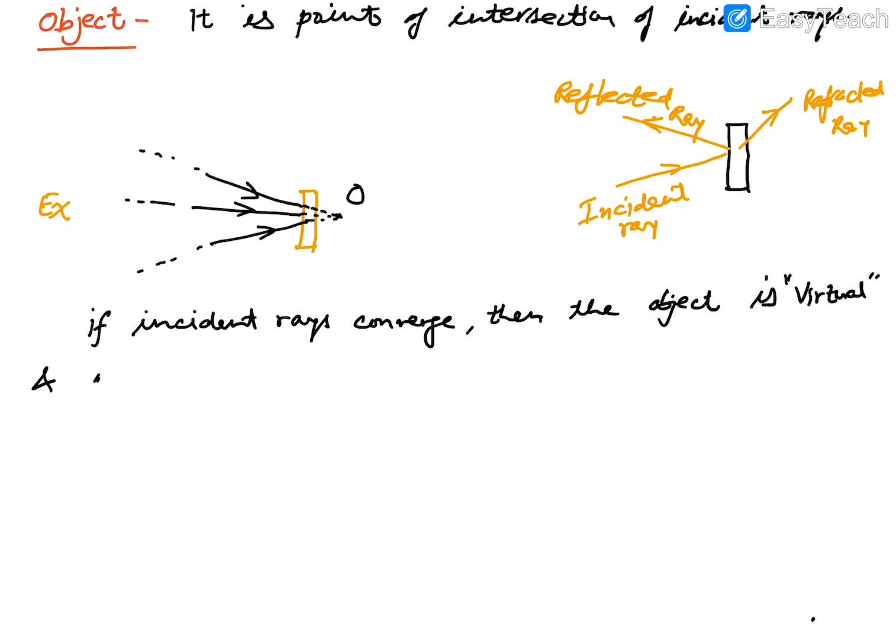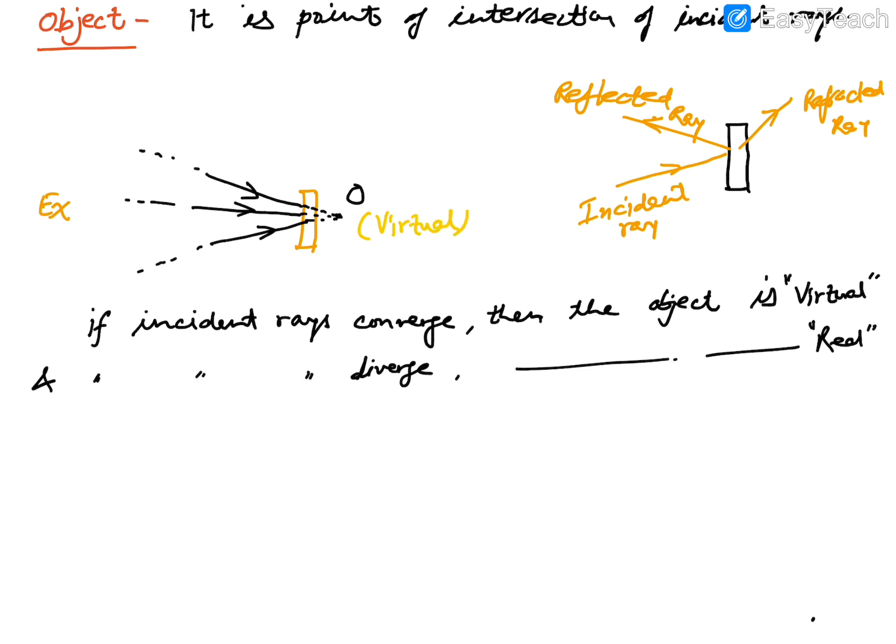And if incident rays diverge, that means they are diverging from a point, then the point object is real. This is how we can categorize the object and its nature, right? If they are converging, then that point object is virtual, and if the incident rays are diverging, then it is real. So can you answer what type of object this is, whether virtual or real? You'll find this object is basically virtual.